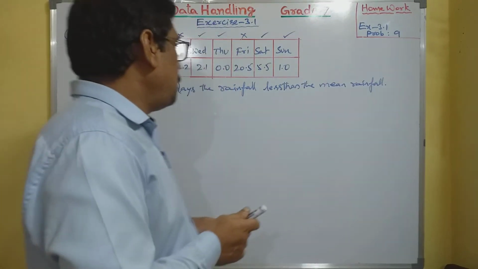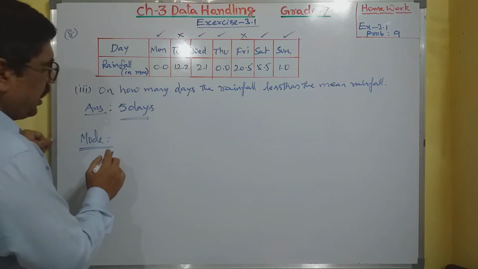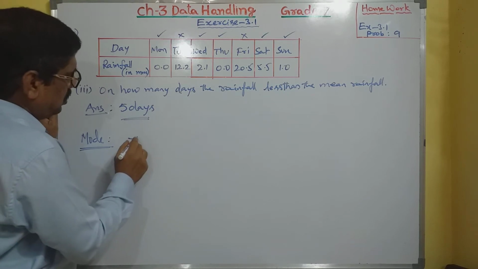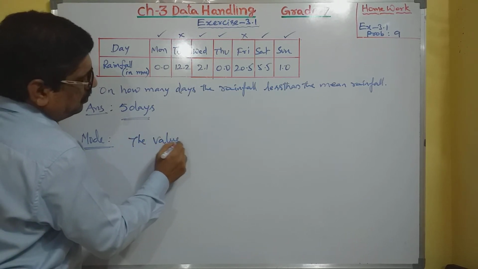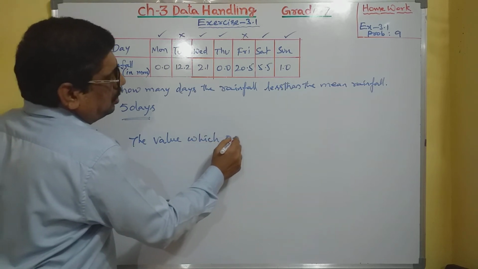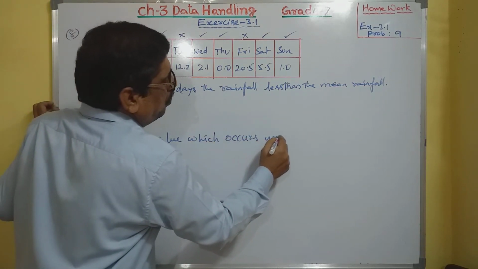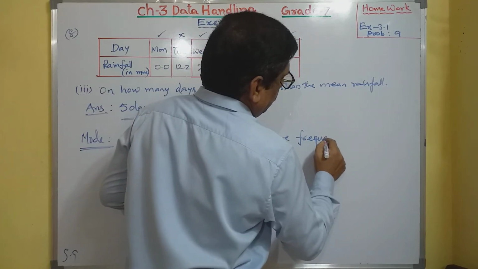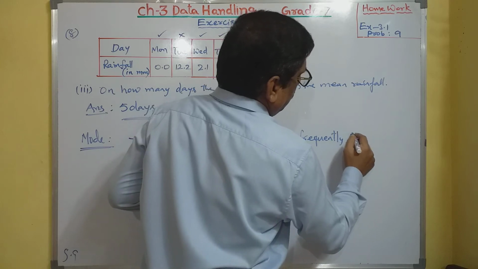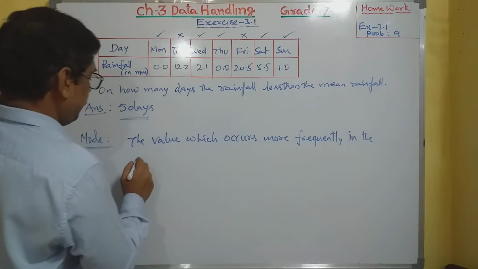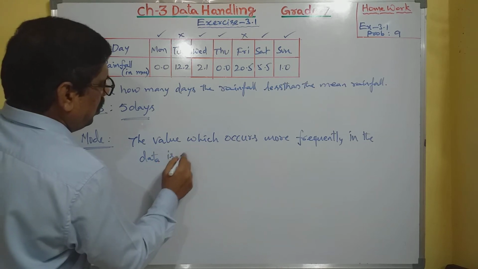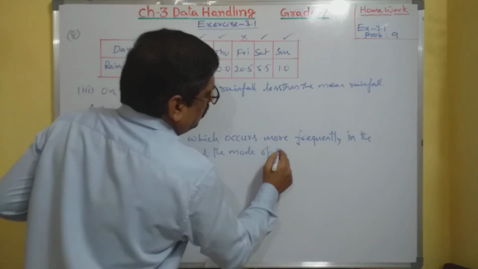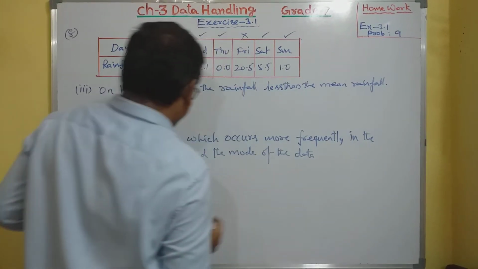Understand? Now you look at this. Mode means, here I am giving the definition: the observation, otherwise the value, which occurs more frequently in the data is called the mode of the data. So let me give an example.